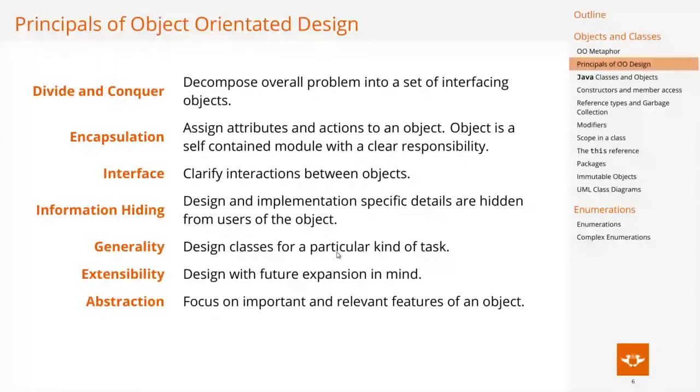Then we have something called interface. Interface is a word that's used in multiple places. In the context of object-oriented design, interface is the way objects interact with one another. How can they talk to each other? How do objects talk to each other? I'm asking you now, how do objects talk to each other? Messages. What's messages?